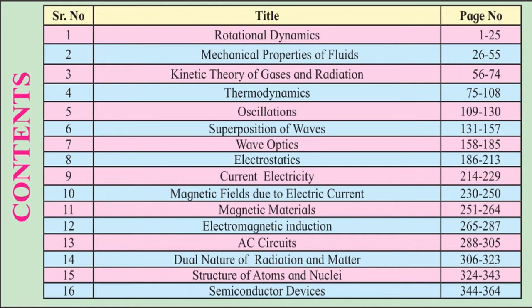AC circuit and dual nature of radiation and matter are the two new topics that have been added to your syllabus. Structure of an atom and nuclei was there last year, and semiconductor devices is a new thing which is added as a chapter over here. So we have 16 chapters. The old syllabus had 20 chapters, but this does not mean they have reduced the syllabus. The content is the same, and they have even added more stuff in it.